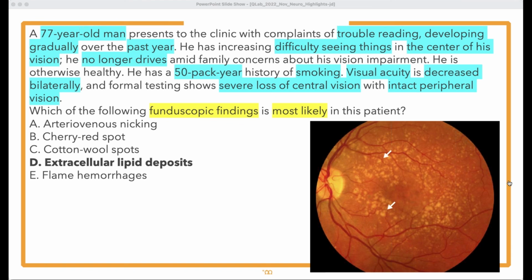The other answer choices, in case you selected those: flame hemorrhages as well as arteriovenous nicking you would see in hypertensive retinopathy, a little different than what's going on here. Cotton wool spots are more in diabetic retinopathy, and then Roth spots. Cherry red spot would be in a central retinal artery occlusion. So a little different here as well. Great job on these neuropath questions tonight. They make up a big component of the pathology section in STEP exams. Great job, and I will pass it back to you, Jeff.